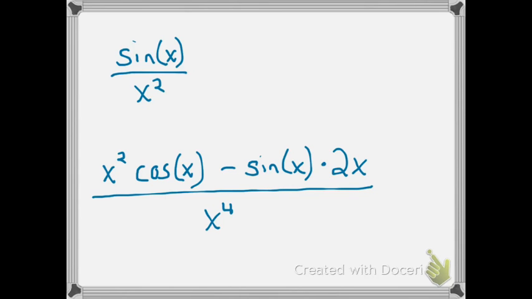The derivative of sine of x over x squared is x squared cosine minus 2x sine all over x to the fourth.